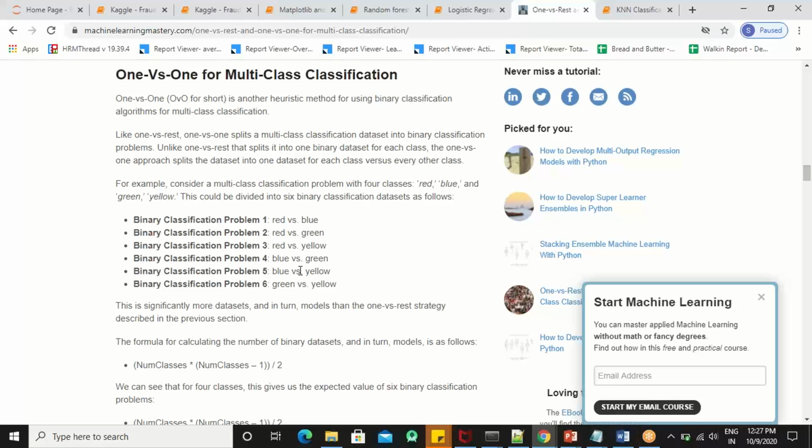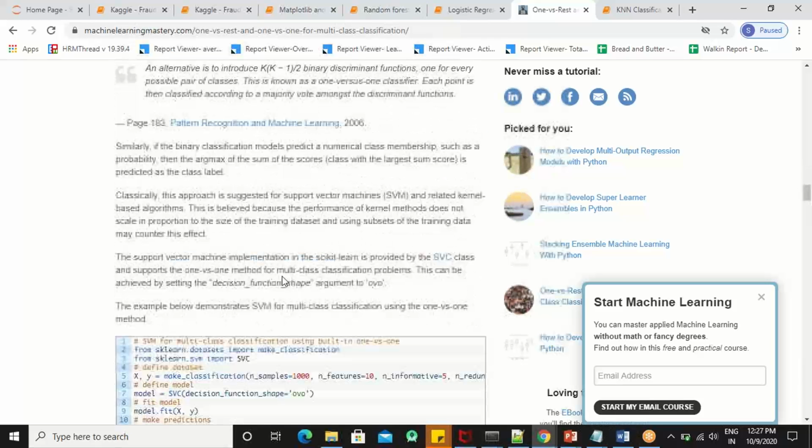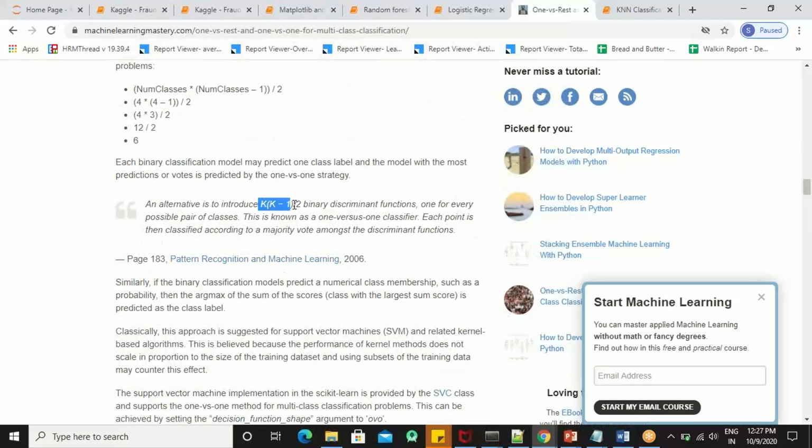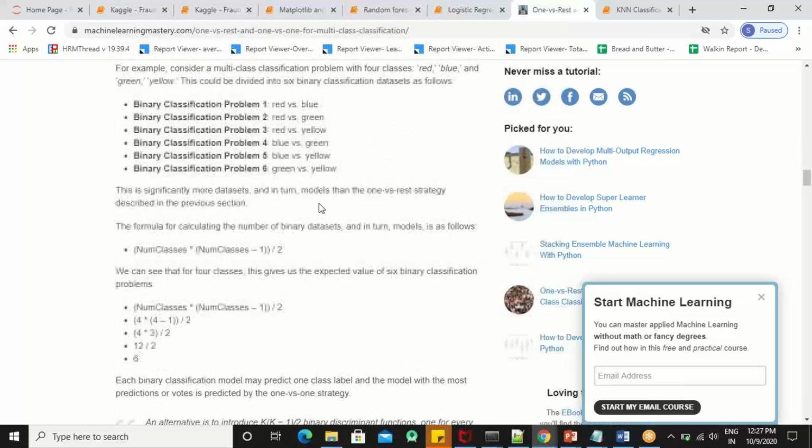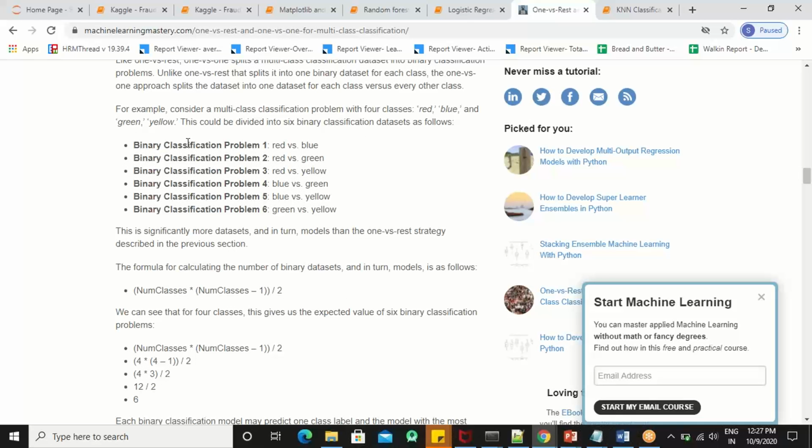Or there is a simpler formula, which is k into (k minus 1) by 2. Put the classes here. So if you have 6 classes, 6 into 5, which is 30, divided by 2, which is 15. 15 models will be executed. So 1 versus 1 is like this, where it creates multiple models. You have to predict red and blue, red and green, red with yellow, then blue with green, blue with yellow, yellow with green.